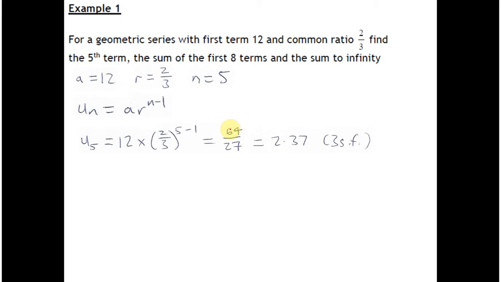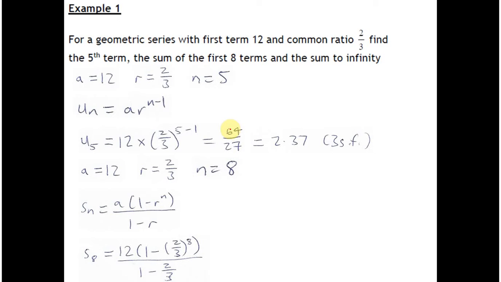Now, the next part, we want the sum of the first 8 terms. So a is still 12, the first term is unchanged. r is 2/3, the common ratio remains unchanged. But now n is 8 because we want the sum of the first 8 terms, and we're looking for a sum, so we've got a keyword sum, so it's the Sn formula that we need. So Sn equals a times 1 minus r to the n all over 1 minus r.